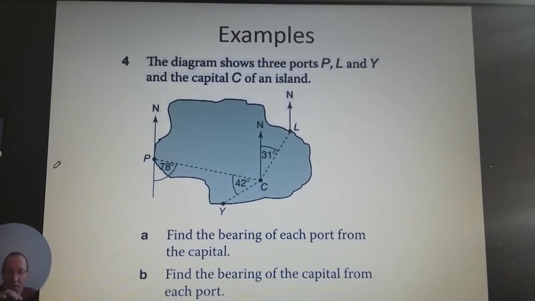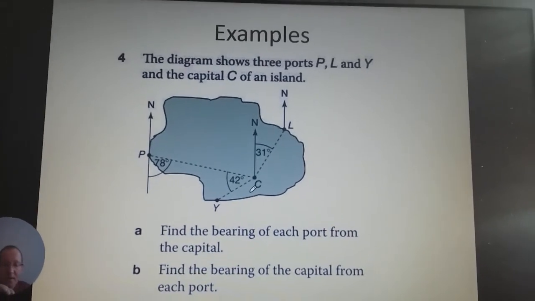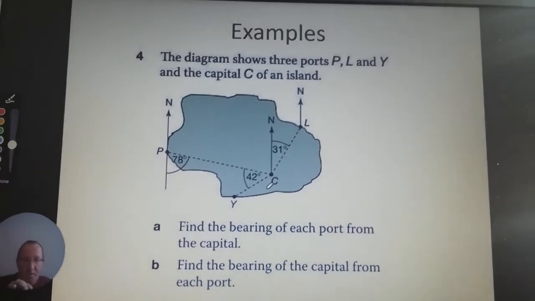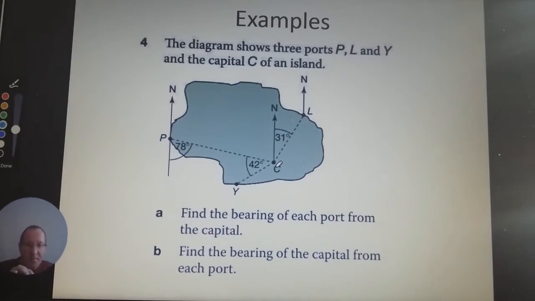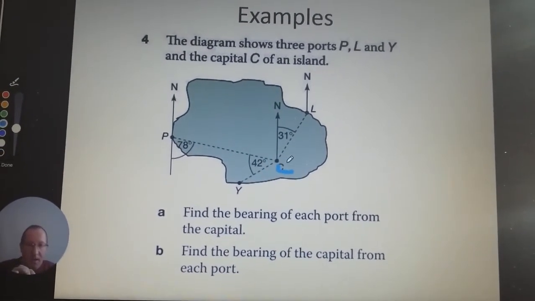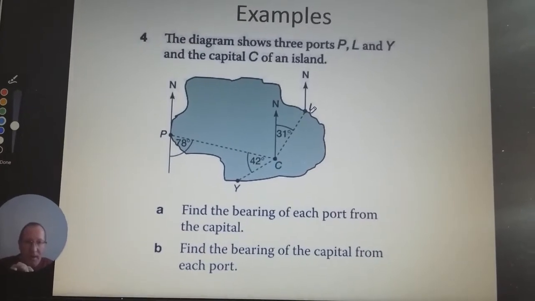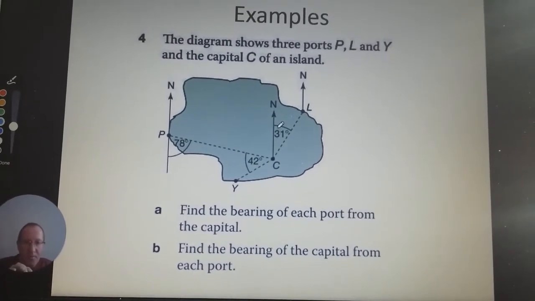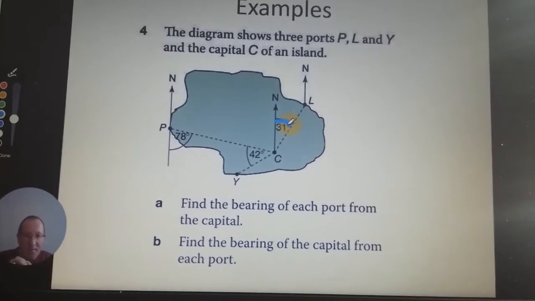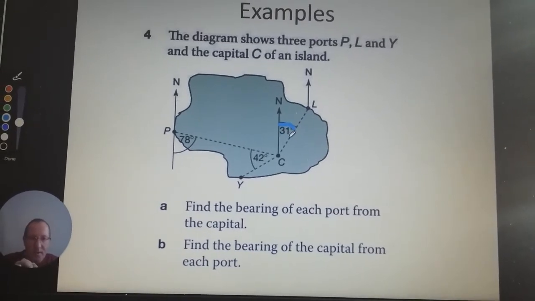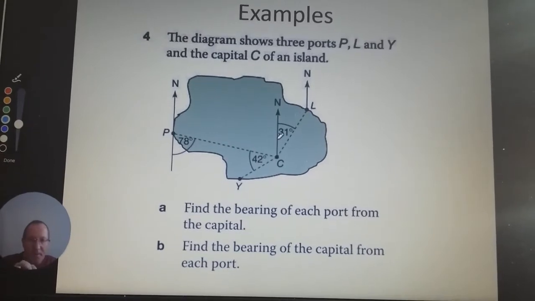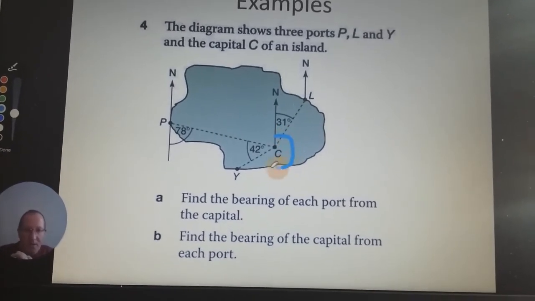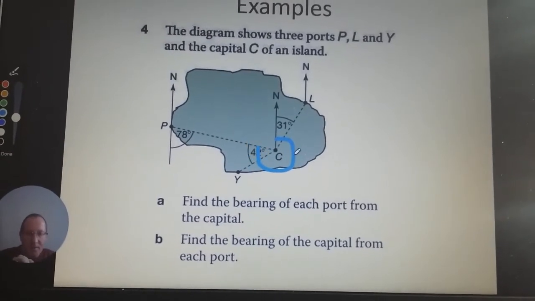Actually, given that I've got the pen tool, I can use the pen just to go through on this. So we want the bearing of each port from the capital. There's capital C, and if we want the bearing of L, there's my north, so the bearing to L is this 31. If I want the bearing of P, P is all the way around here, so I need this whole angle to get to P.